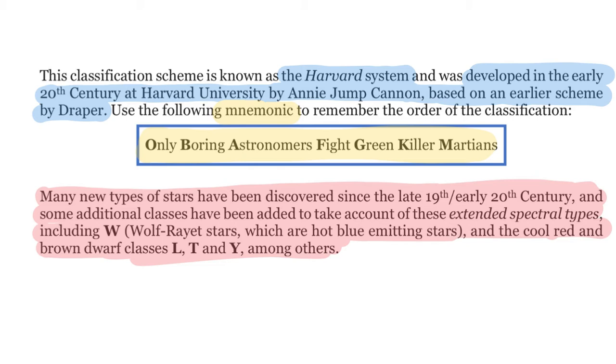So therefore we've discovered more types of stars, and so additional classes have been added to take into account these extended spectral types, including the W, which is the Wolf-Rayet stars, which are hot blue emitting stars, and then the cool red and brown dwarf classes L, T and Y, among others.